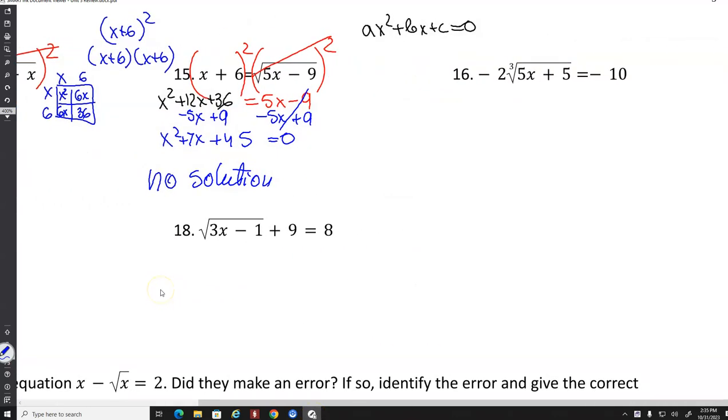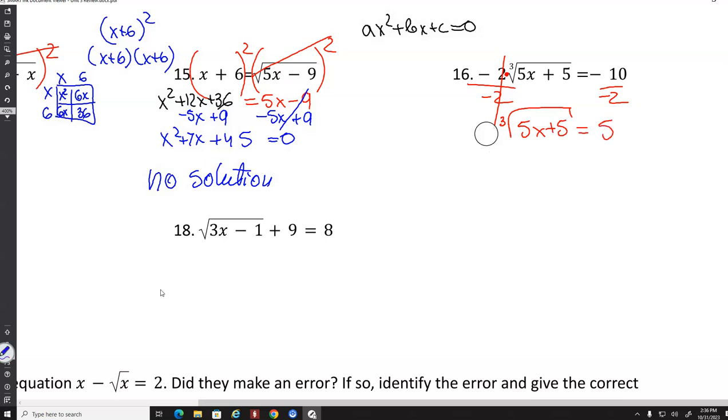Now question 16. Unfortunately, the -2 right here is attached to this cube root, and I cannot cube the root unless I move it. So what am I going to do? You guys are going to divide by -2, to get rid of it, because there is a multiplication between -2 and the cube root. So now the cube root stays right here, which is 5x plus 5. And on the right side, I got -10 divided by -2, which is a positive 5.